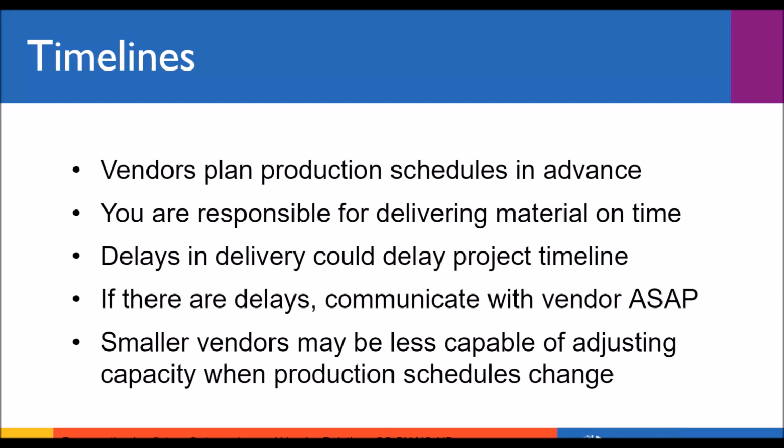Now, if there are unavoidable delays, as you know, there always are, just make sure that you communicate with your vendor as soon as possible so that they can make adjustments to their own production schedule. Just as you count on the vendor to complete a project by its due date, you're expected to deliver materials to a vendor in order to make that possible. Now, these production schedule issues could be exacerbated if you're working with a smaller vendor that has less capacity to fit projects in as they come up. So again, this is one of those points where you're looking at their business model. Are they a large enough organization to be able to meet their demands?